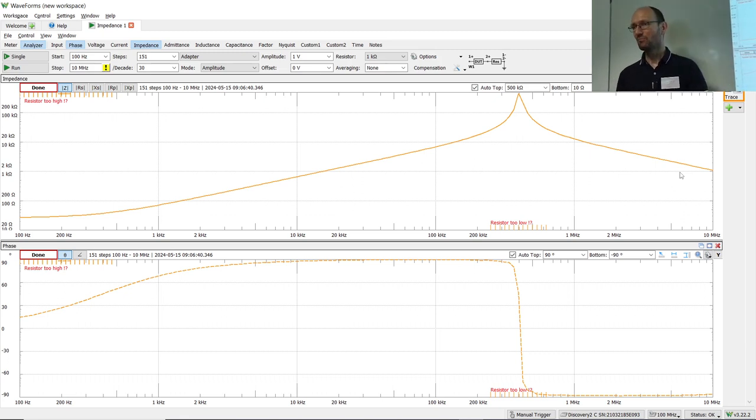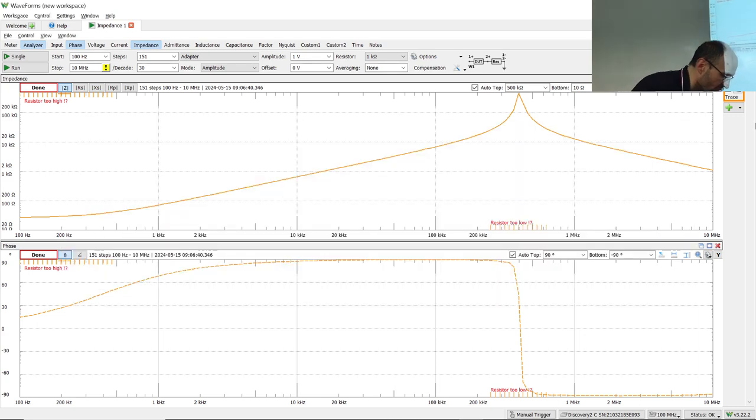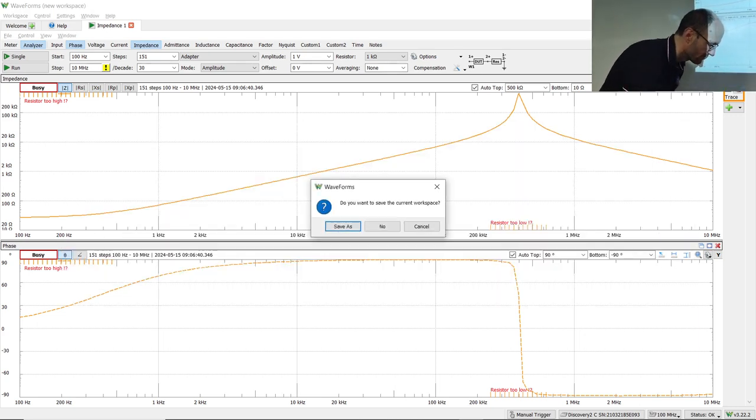So the take-home message for you is capacitors do not always act as a capacitor at high frequencies. They can act like an inductor because of the inductance of the wire. And for an inductor, it's exactly the opposite. At high frequencies, they can also act like a capacitor because of the parasitic capacitance between the windings. Okay, so then I will already close this software here.